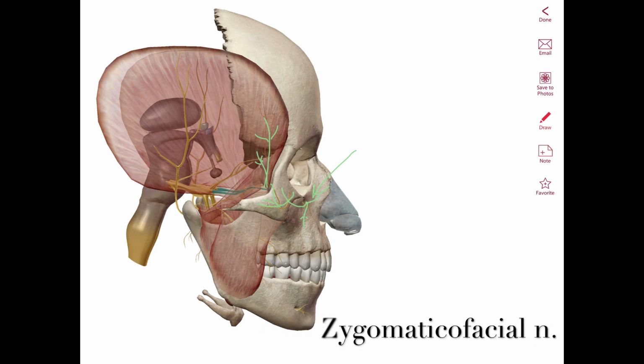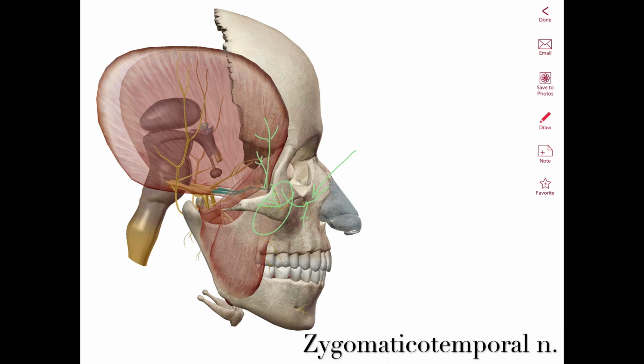Then we have the zygomaticofacial nerve, which is this one right here, and it supplies the skin over the prominence of the cheek. And we also have the zygomaticotemporal nerve, which is this one right here, which supplies the skin over the anterior part of the temporal region.